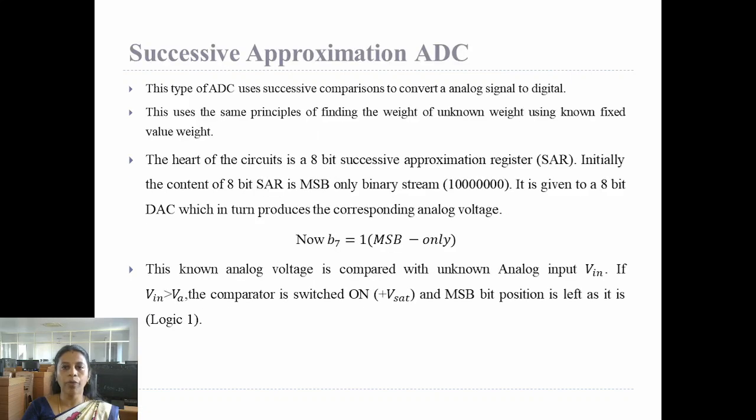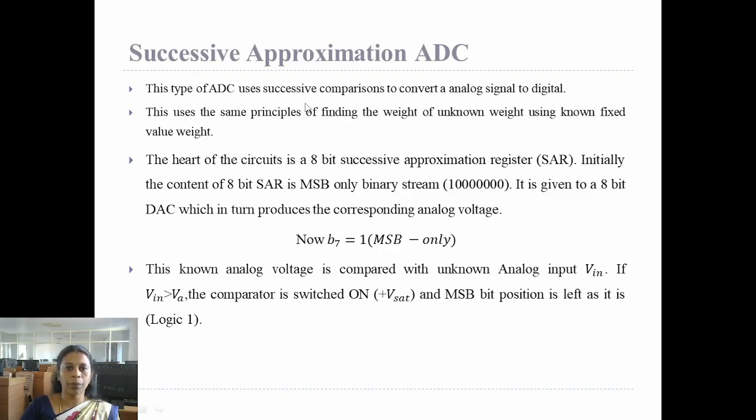Next, the second type of analog to digital converter is the successive approximation type converter. It uses the principle of finding an unknown weight with the help of a known weight. So it is a simple comparison method. Each and every time the unknown value is compared with a known value, and when both the values become equal, the conversion will end, and that particular value will be displayed in the digital display.